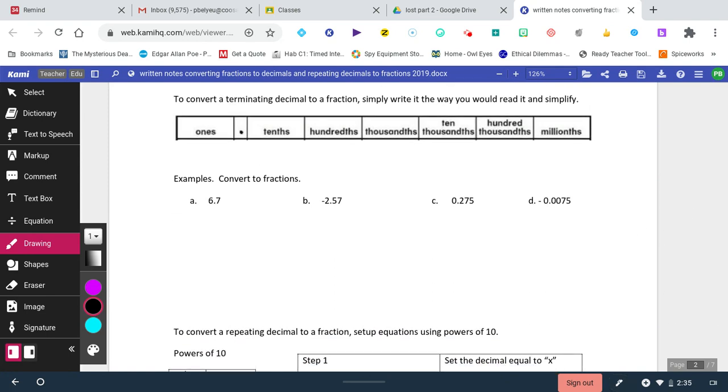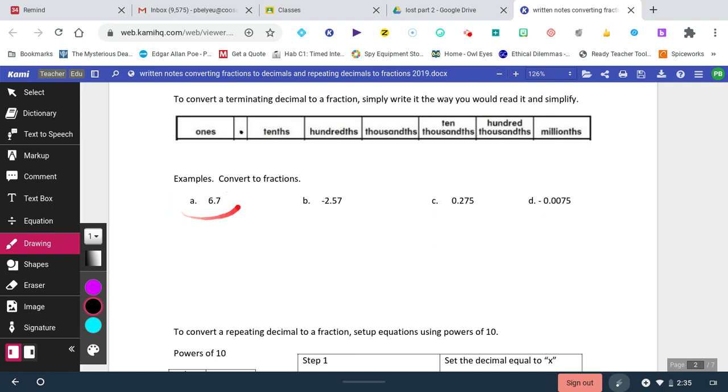All right, so I have this place value chart because some of us have forgotten place value. So it says to convert a terminating decimal, a decimal that stops in the tenths, that stops in the hundredths, that stops in the thousandths, that stops in the ten-thousandths, you simply write it the way you would read it and then simplify.